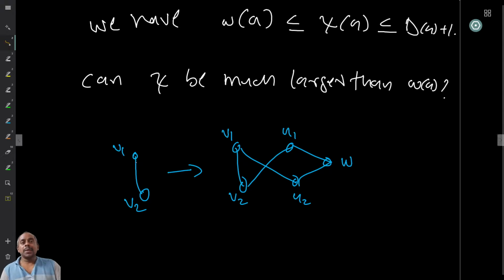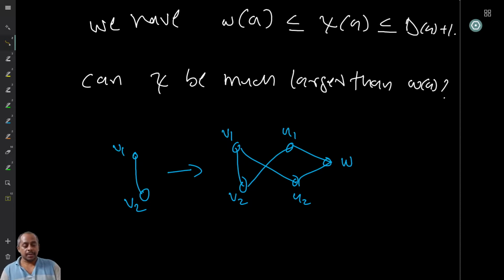Now I make a duplicate of every vertex. Duplicate of vertex means that there is a copy of V1, which I call U1. There is a copy of V2, which I call U2, etc.